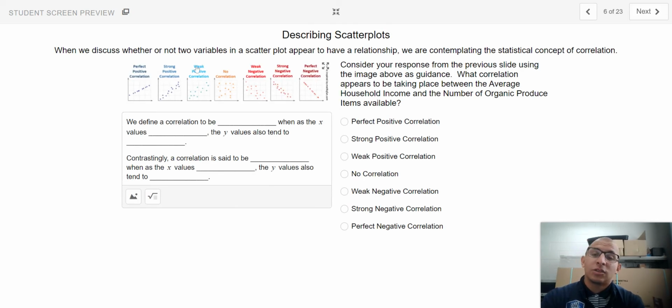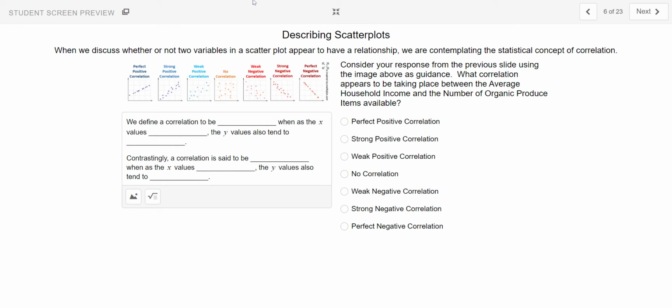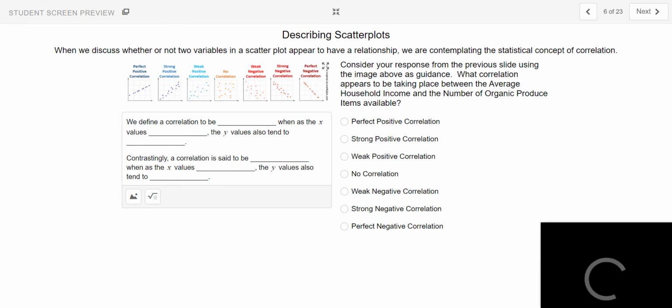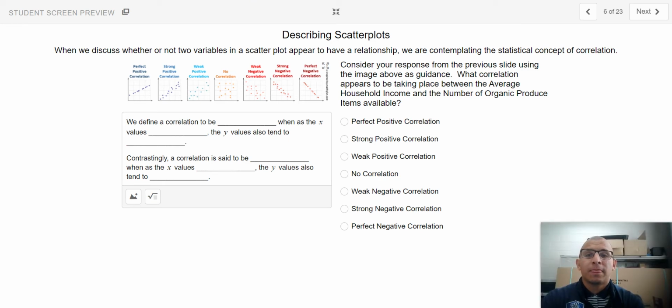This screen appears to be a little tiny, so you might want to blow it up on your own laptop. But when we are discussing whether or not two variables in a scatter plot appear to have a relationship, we are contemplating the statistical concept of correlation. That is the nuts and bolts of today's video.